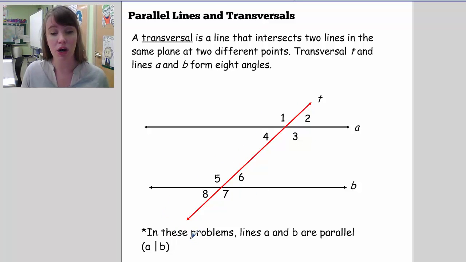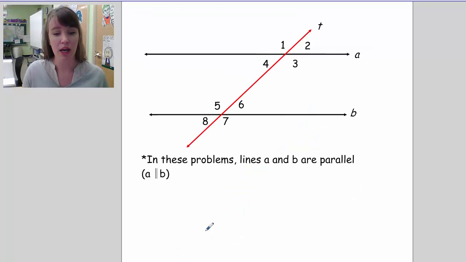Now, we are going to talk specifically about a transversal that cuts across 2 parallel lines. For us in 8th grade and in geometry, there are a lot of special properties when A and B are parallel. The way that we write that geometrically is we say that A is parallel to B. So this little symbol means parallel.